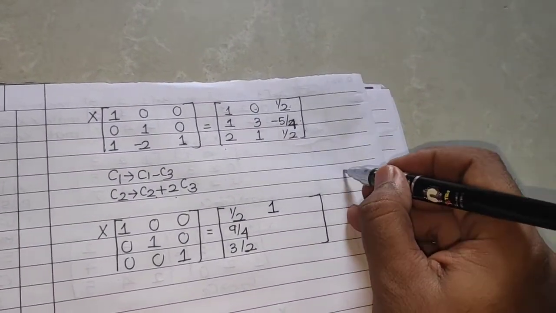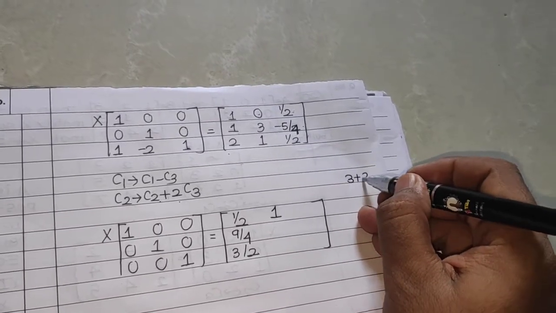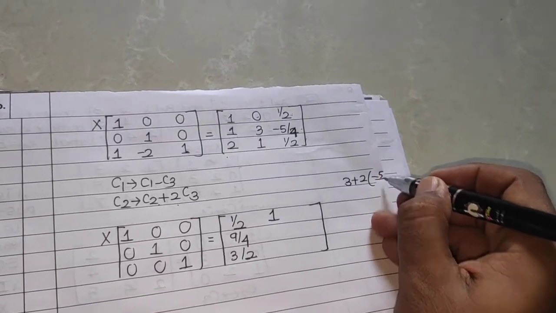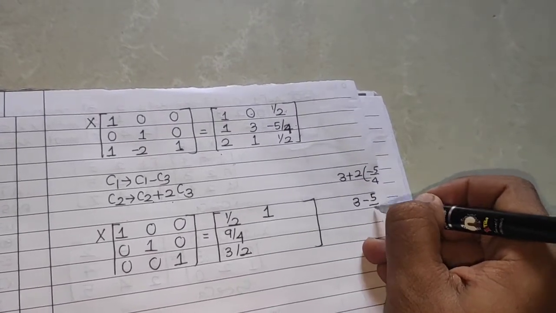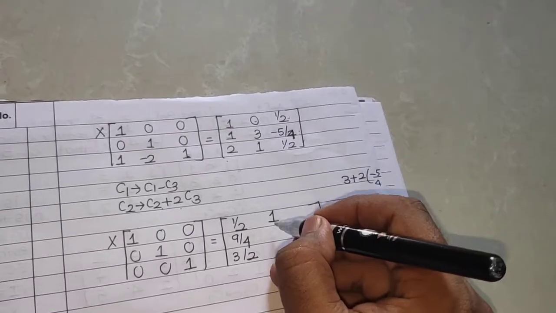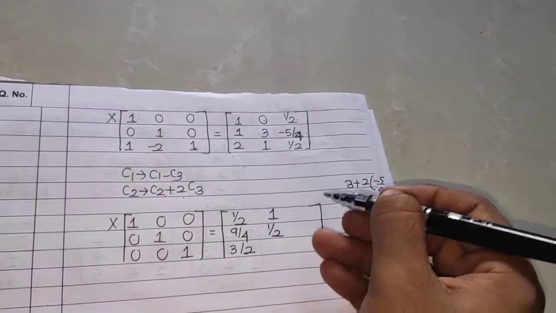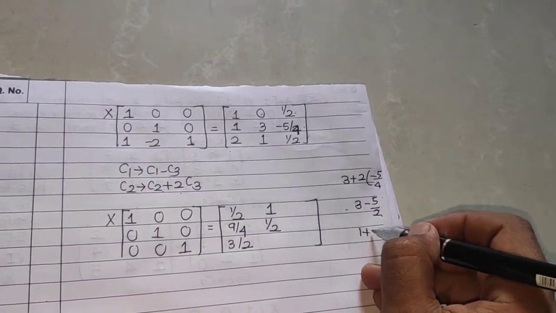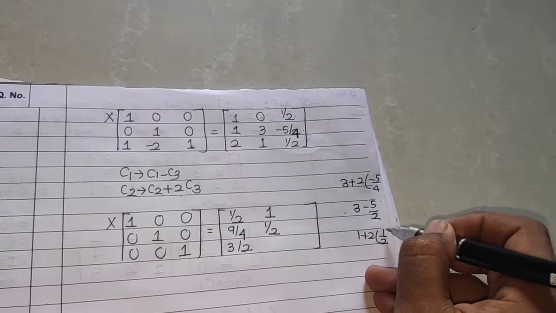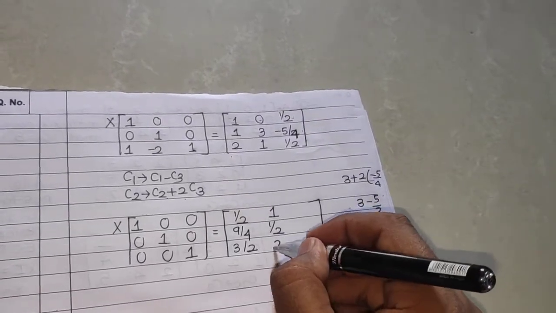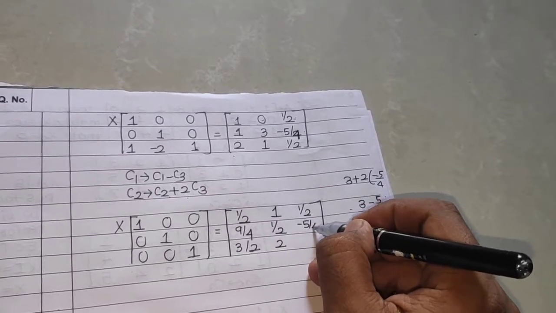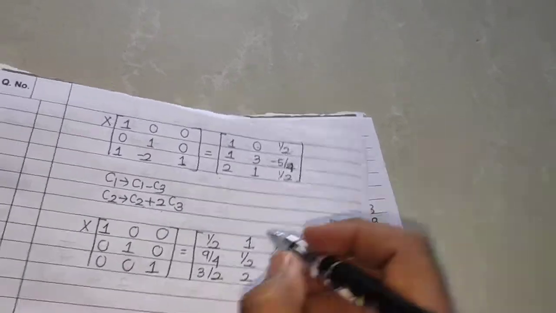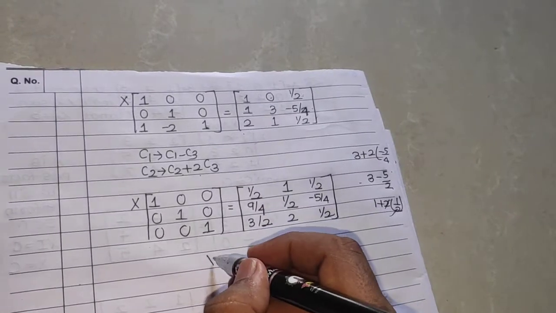Column 2, 3 plus 2 times of C3 will be 5 by 2. 3 to the 6 minus 5, that will be 1 by 2. 1 plus 2 times of half, that will be 2. Half minus 5 by 4 and 1 by 2. So that's what we have as an identity matrix.